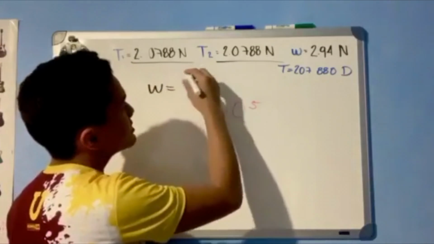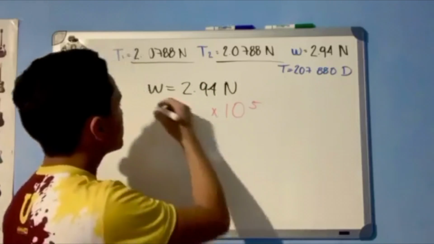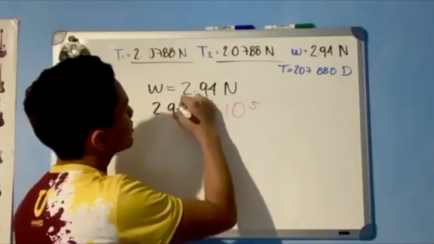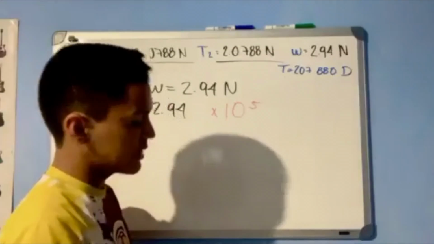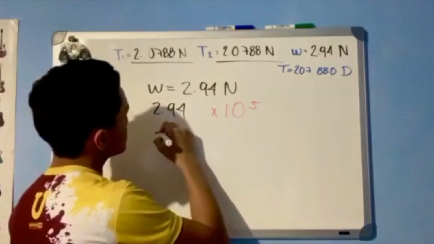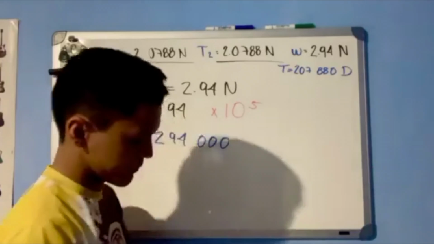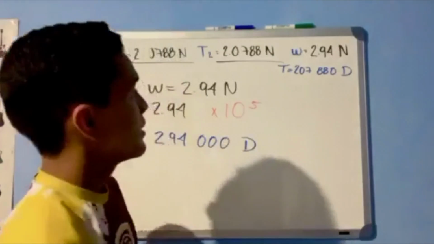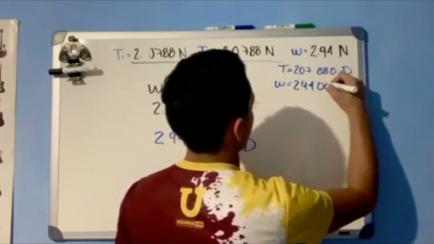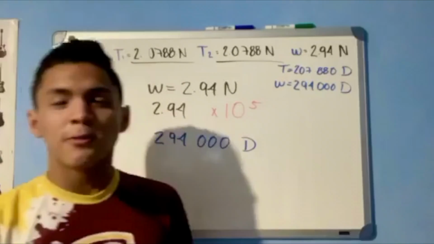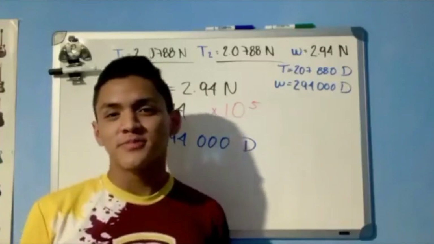The weight is equal to 2.94 newtons. Now 2.94 will be multiplied by 10 to the 5, and I will obtain 294,000 dynes. And as you can see, this is easier than it appears.